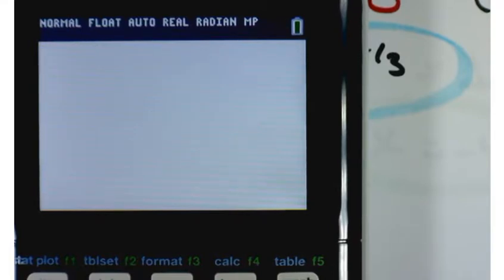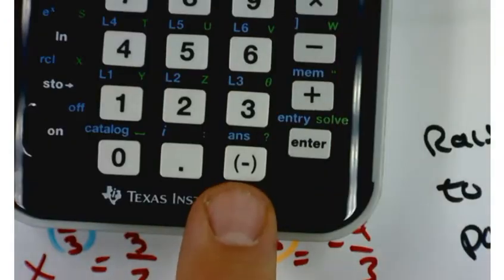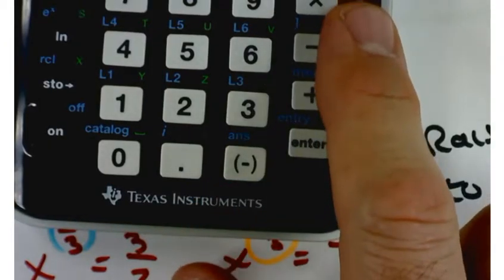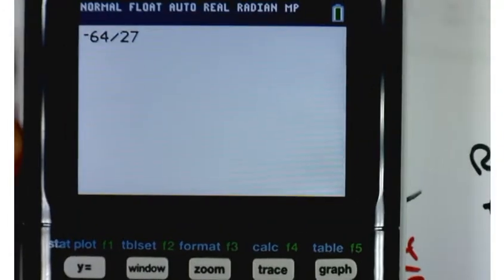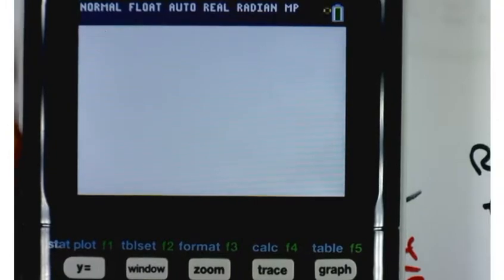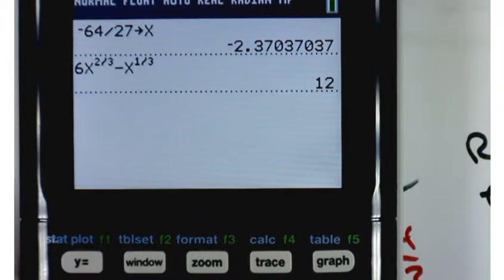The other answer that worked was negative 64 divided by 27. Make sure that when you put in the negative 64, that you use the minus or the opposite key on the bottom of your calculator, not the subtraction key. If you try putting it in with subtraction 64, it's not going to like it. Store in X. Then you can go back, scroll back, and pull up a previous calculation. And bam, it works again.